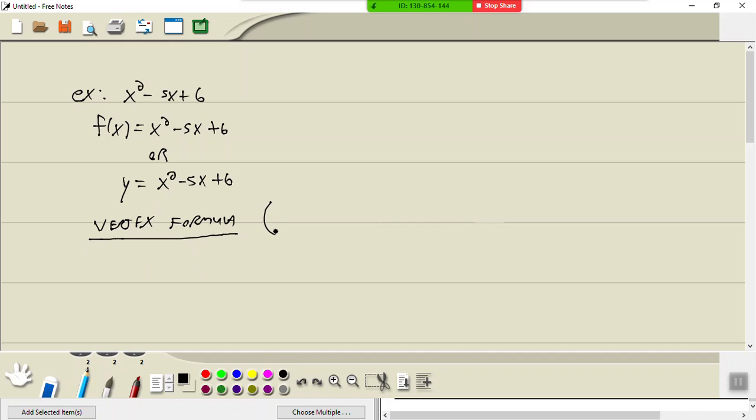The vertex formula officially looks like this: negative b over 2a, f of negative b over 2a. Now this is in function notation. So that's why I wanted to introduce both of these, because this one has f of. Now the first step in using the vertex formula is to identify a and b. Now a is whatever number's in front of your x squared. So in this example, the number in front of your x squared is 1. B is whatever number's in front of your x, which in this case is negative 5.